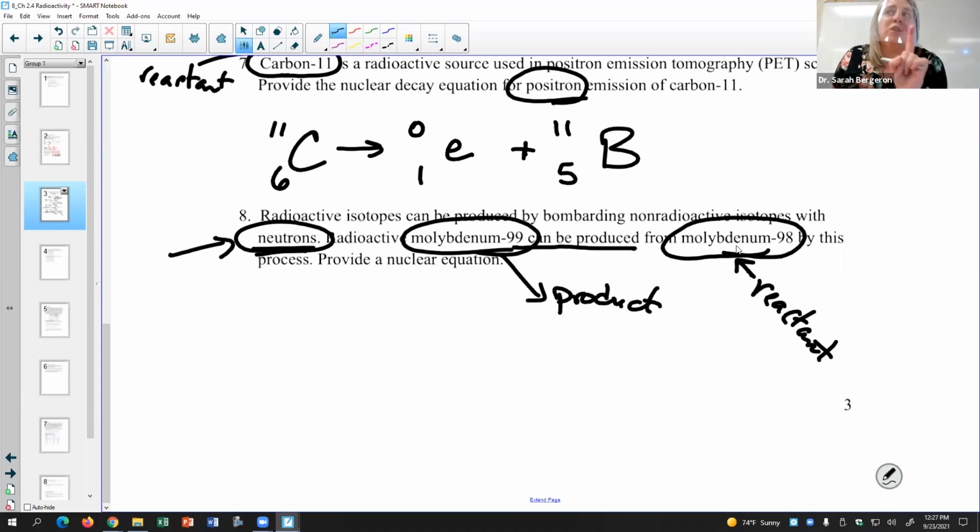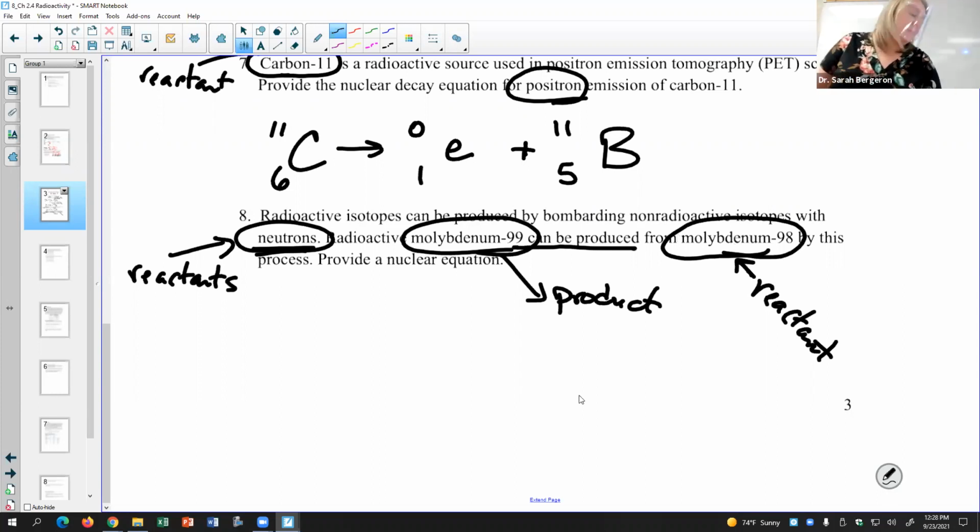Tell me in words before you do this. How do I make my product, molybdenum 99? You're going to take molybdenum 98 and do what to it? Add neutrons. So should those neutrons be reactants or products? Reactants, right? Okay, so I'm going to take our reactant, molybdenum. Some people say molybdenum. Some people say molybdenum. I always heard molybdenum, but okay.